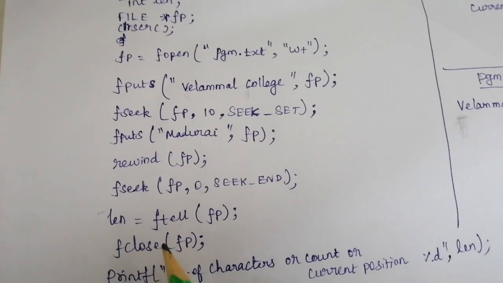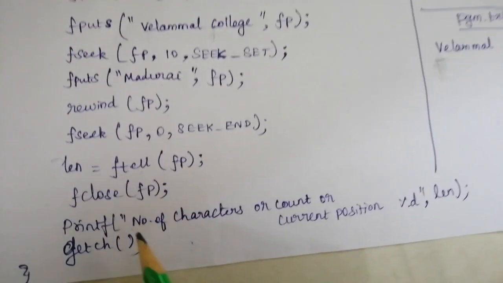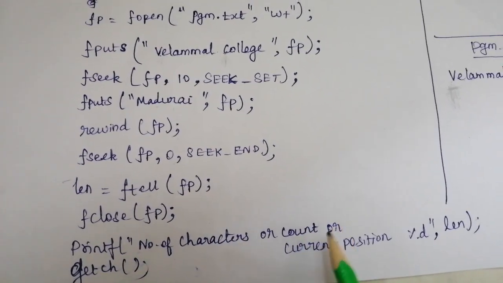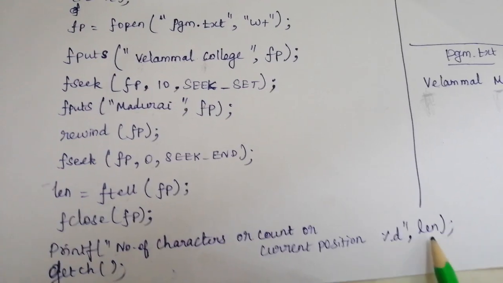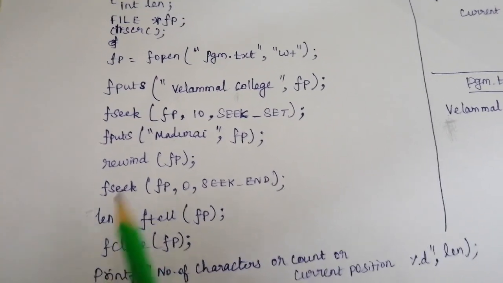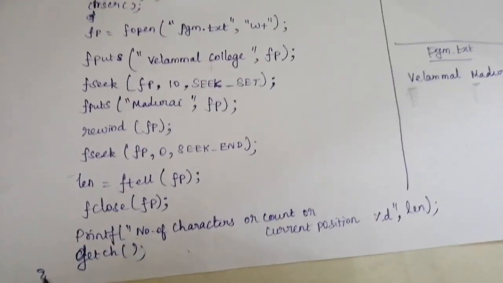Next you are doing the closing operation of the file with the help of fclose of fp. Next you are going to print the output on the screen: number of characters or current position, %d, len. len is an integer value, so that needs to be declared before the clrscr function. Next you can close the main function.